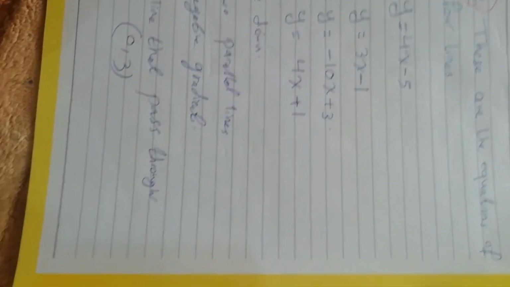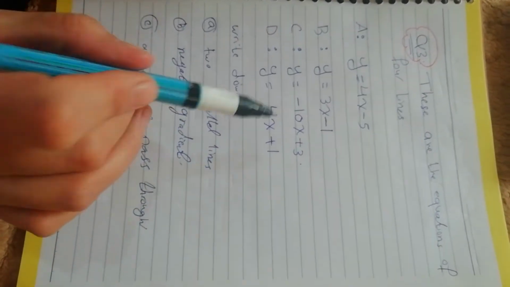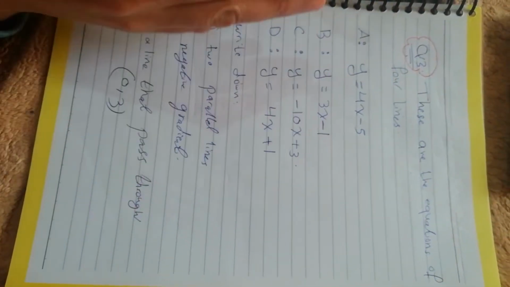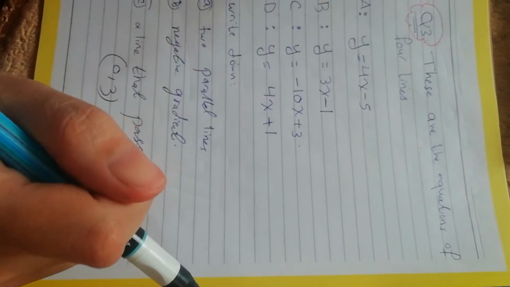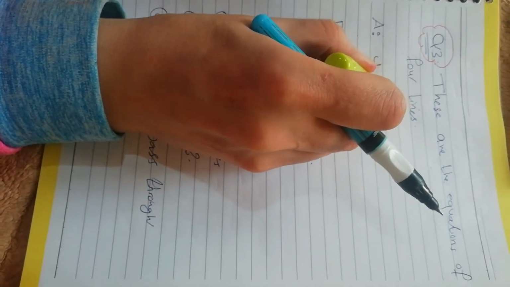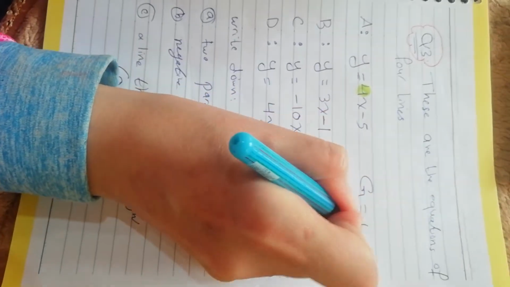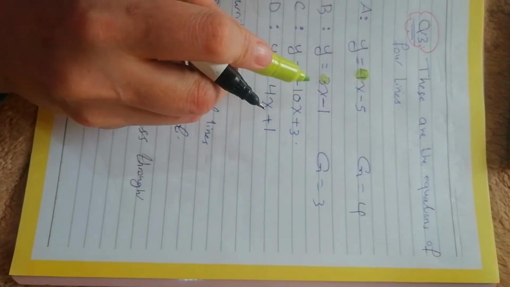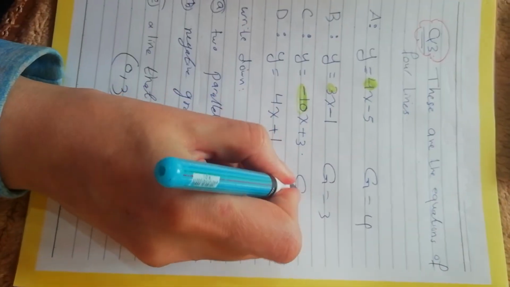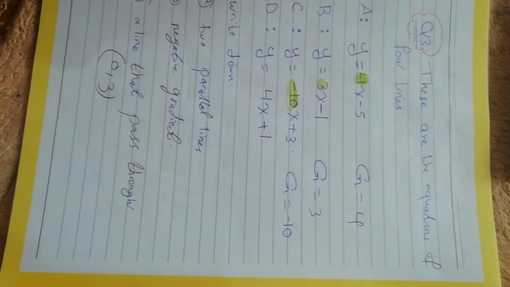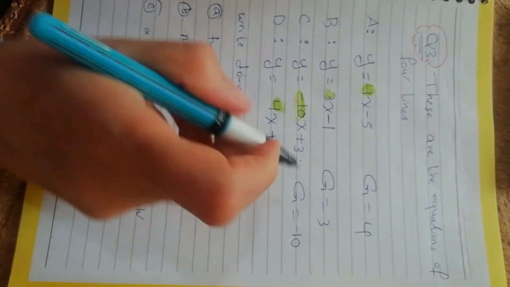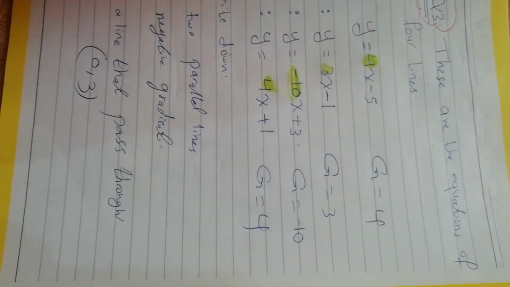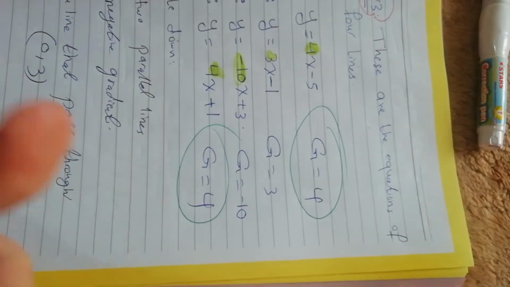Now, another example, or the last example. These are the equations of 4 lines. Like this question, you need to find the gradient for each line. So the gradient for A is 4. The gradient of B is 3. The gradient of C is -10, because these numbers are next to the x. The gradient here is 4. Two parallel lines mean the same gradient. I mean by that, this one and this one.